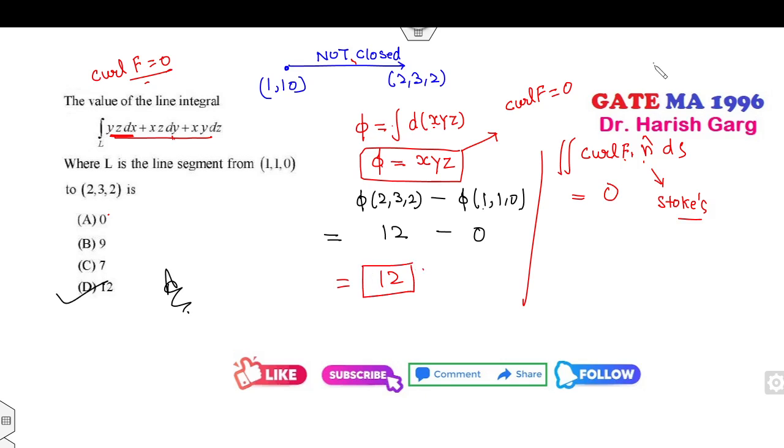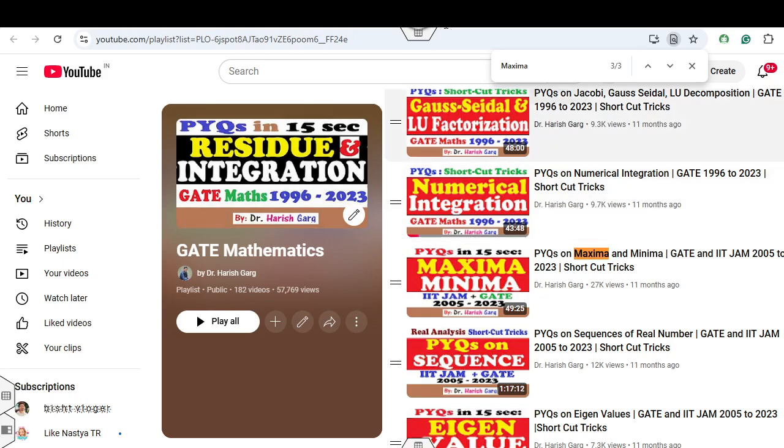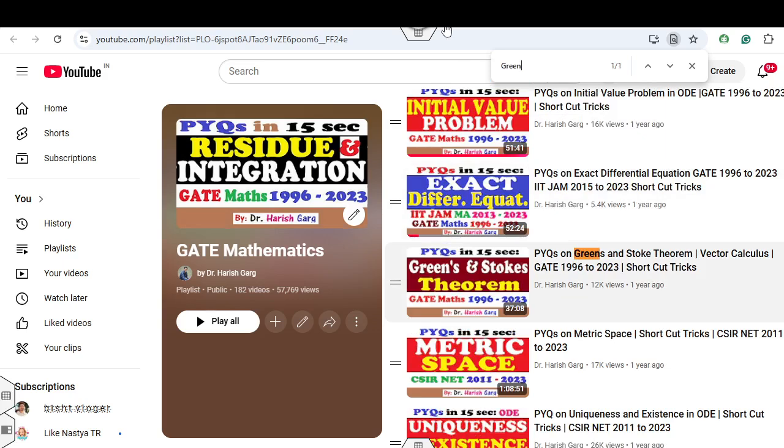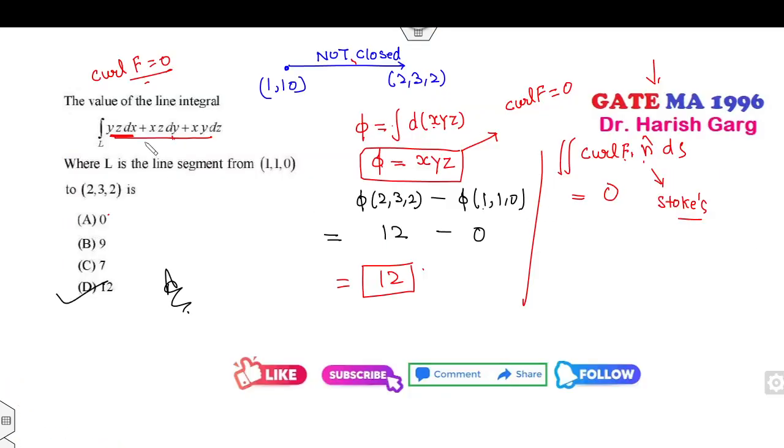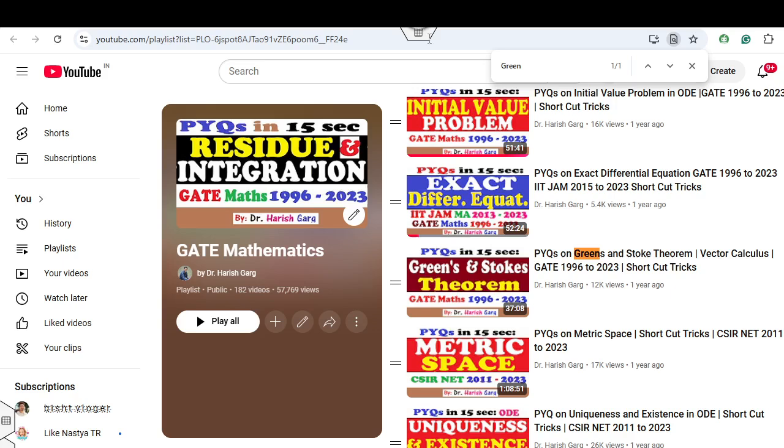In my GATE examination video, you can see this is the GATE video, it's Green and Stokes theorem. In this lecture, I think I mistakenly solved this problem and took the answer as 0. So kindly correct the answer. The answer is 12 based on this concept. You can never apply the Stokes theorem because the curve is not closed. You can also watch these lectures, Green and Stokes theorem, for finding various questions, as well as the exact differential equation, for more detail about the concept.